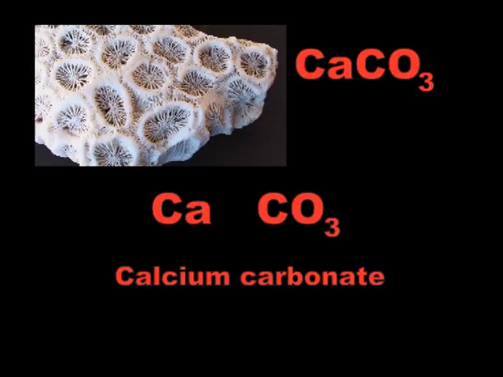In our first example, we want to name the formula for coral. We split the formula into two bits that we can recognise and name them both. Coral, shells, limestone and tooth are all examples of calcium carbonate.